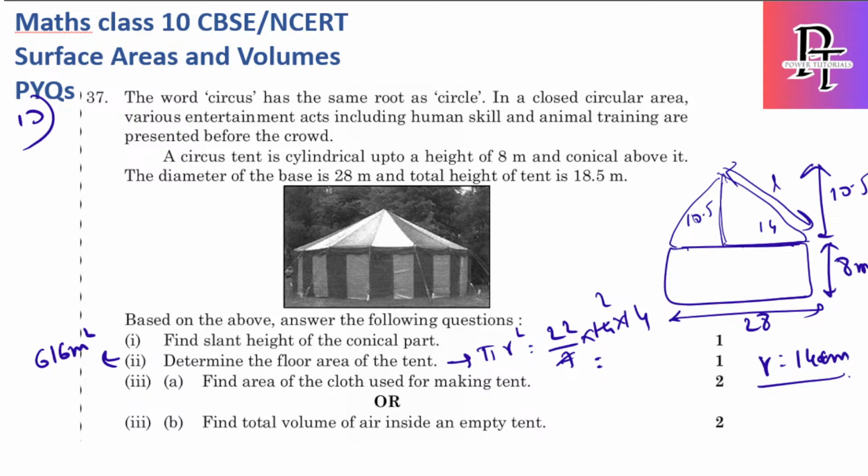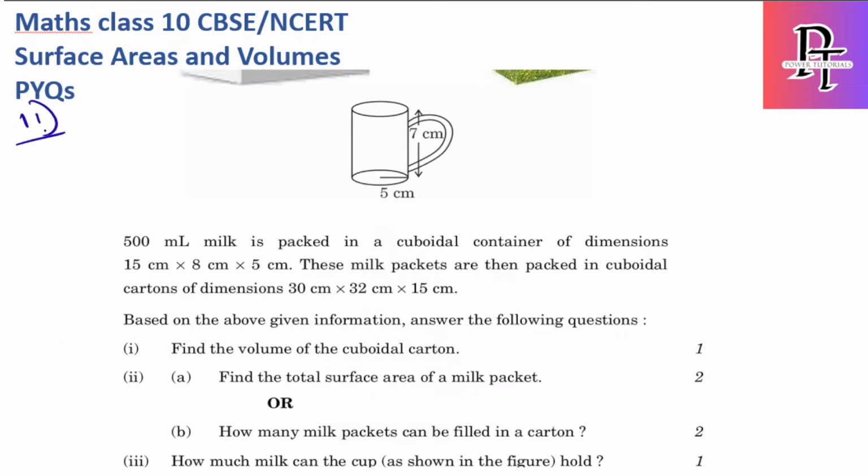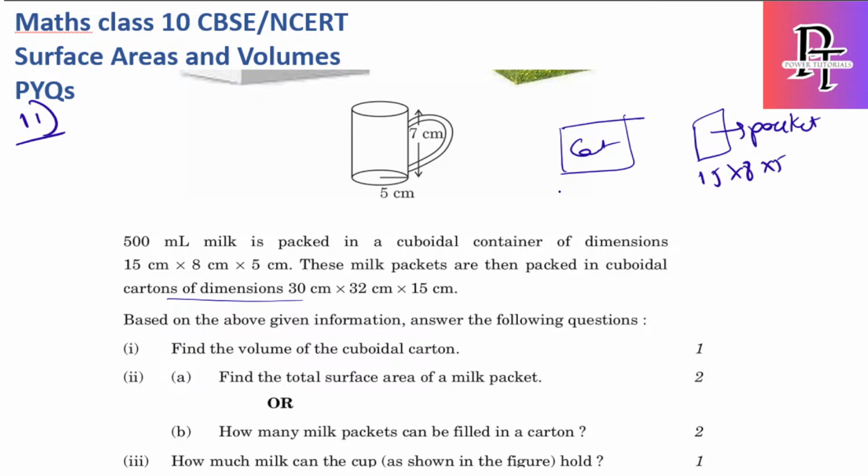So 6 marks, this is question 11. Again a case study question. 500 ml of milk is packed in cubical containers, and these milk packets are then packed into cubical cartons of given dimensions. So it's something like this. We have a small packet and then we have a carton box. The packet dimension is 15 into 8 into 5, whereas the carton's dimension is 30 into 32 into 15. So both are cuboids.